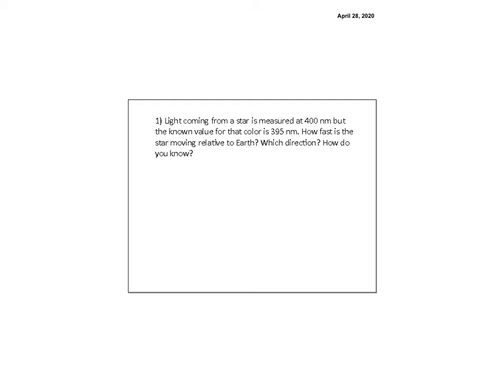All right. So light coming from a star is measured at 400 nanometers. Remember, nano is 10 to the negative ninth. And we know that one is 400 nanometers. That's the one we measured. And then we know that the actual value should be 395. So that's the real one. And we want to figure out how fast it's going. Fast is velocity, and nanometers is lambda.